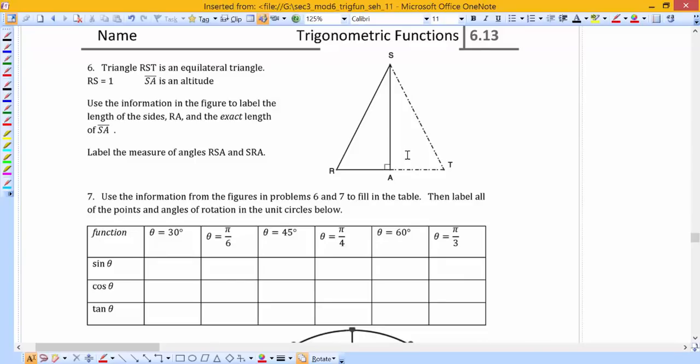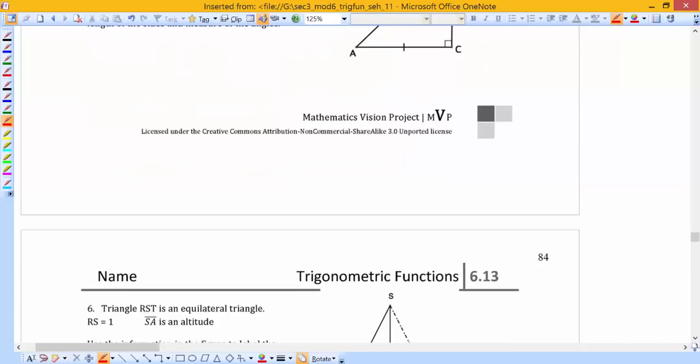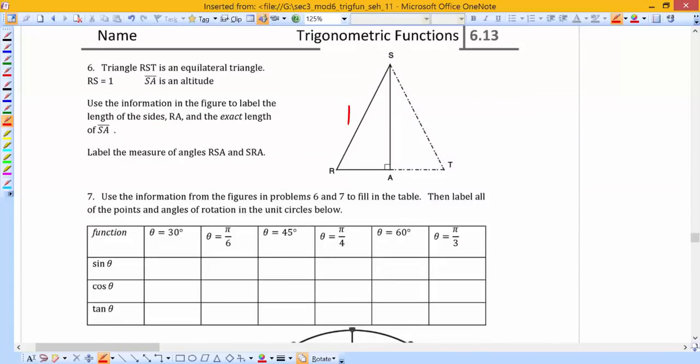6, go ahead and see if you can find the lengths of the triangle. It wants you to use the information in the figure to label the lengths of the sides, RA, and the exact length of SA, and it wants angle measures. Again, you're given one piece of information. You're told that this is 1. You're told it's an equilateral triangle. Challenge yourself with both of these, because you're only given one numerical piece of information, but you're also given other things that will help you find angle measures and side lengths. And you're going to go back to your right triangle trig, SOHCAHTOA, sine and cosine and tangent.